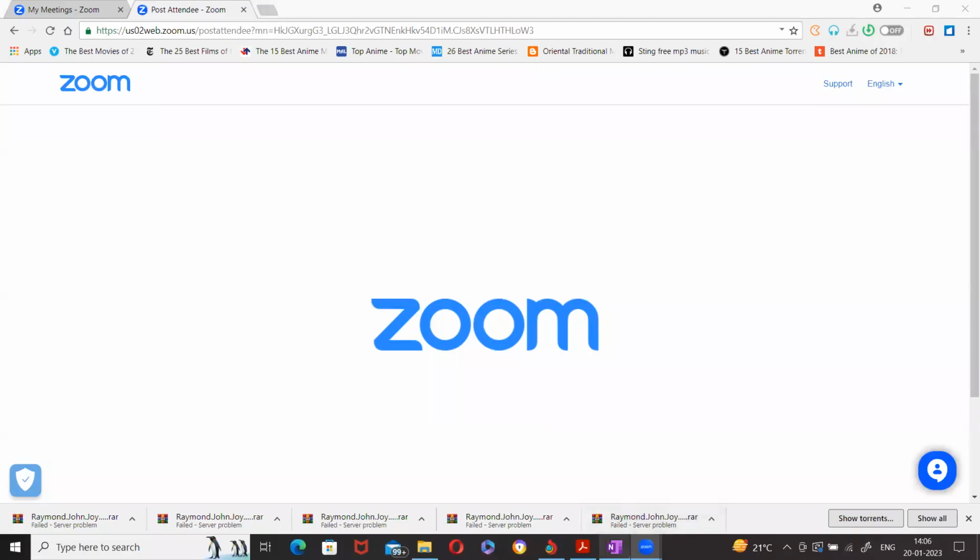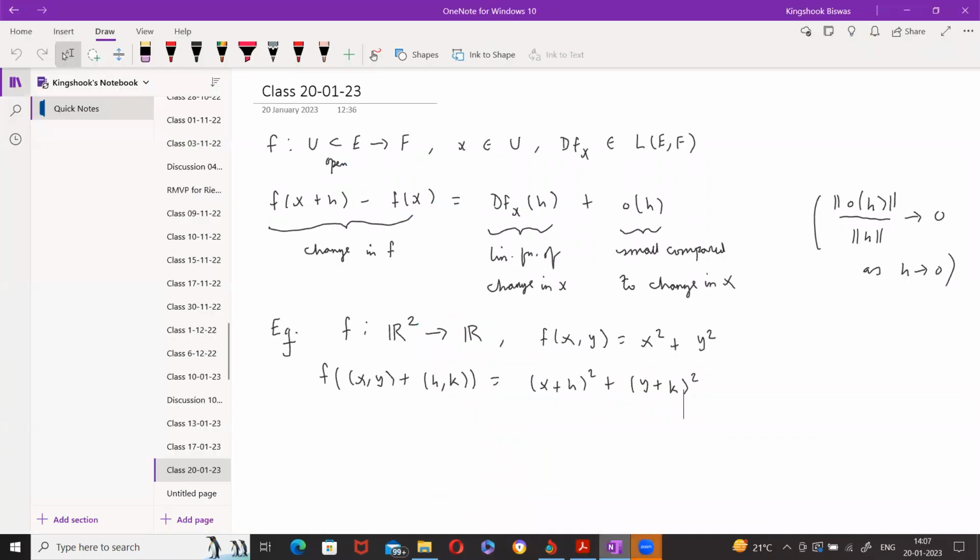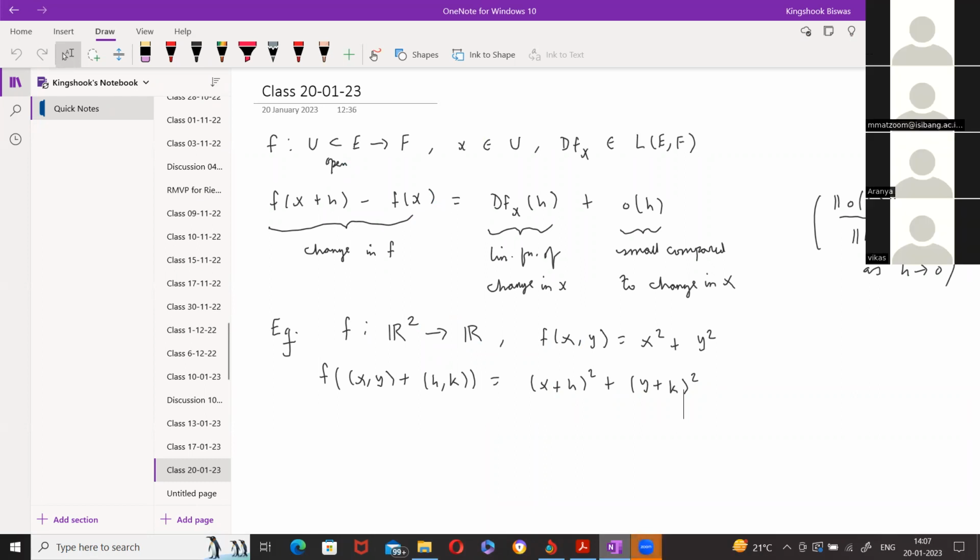Okay, so let's start then. We're going to do a lot of the preliminaries about multivariable calculus and smooth manifolds today. So I'll try and go as fast as possible.